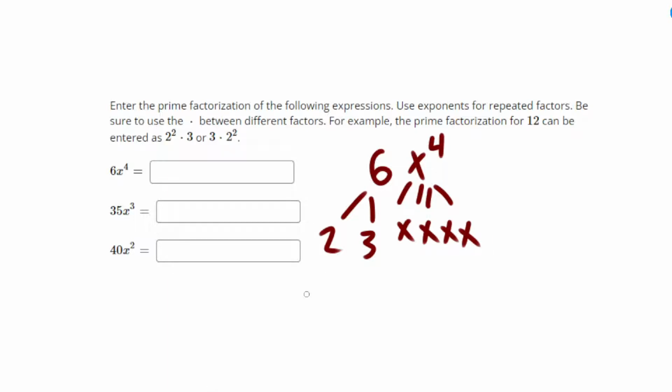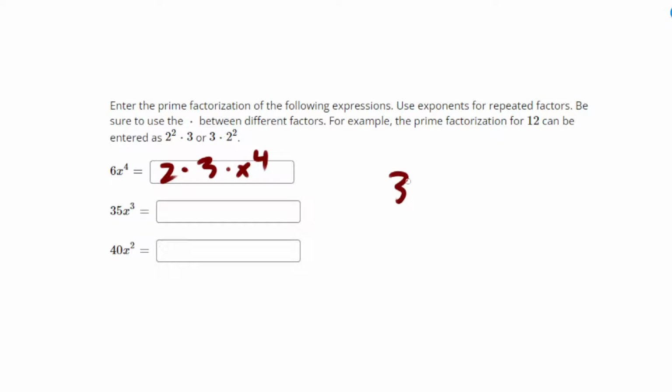So it may just be 2 times 3 times x to the 4th. I don't remember how Lumen wants it. Give me just a moment to look at it. Okay, yeah. It does want it in x to the 4th.